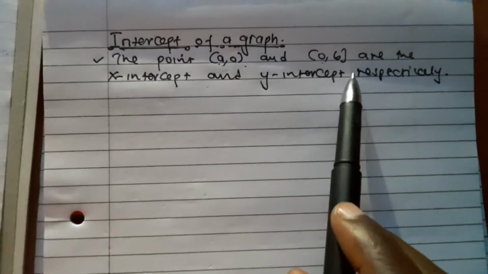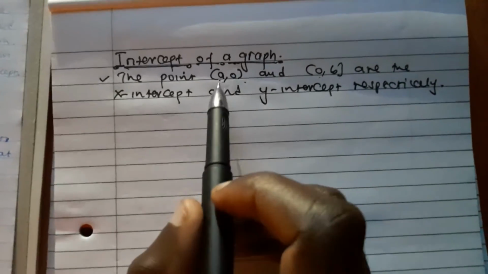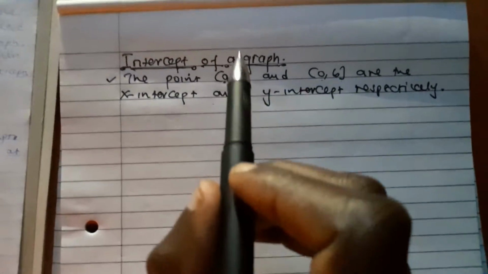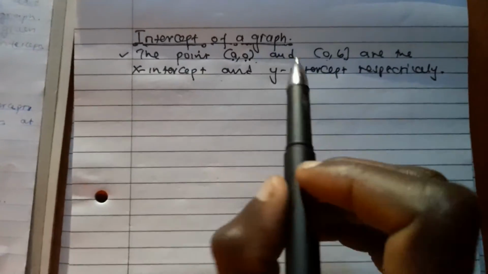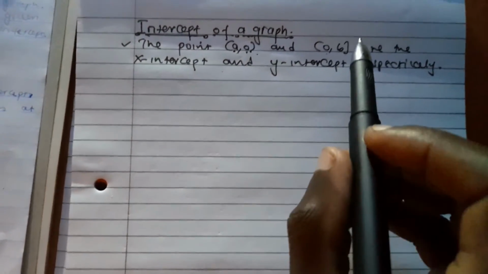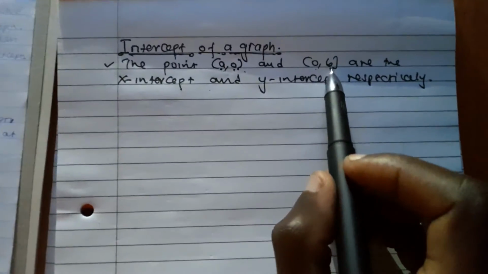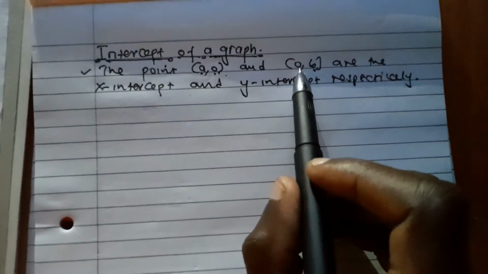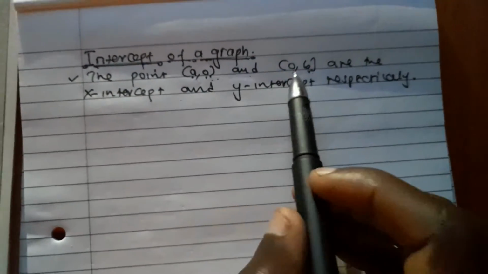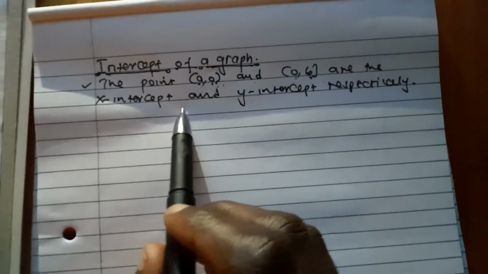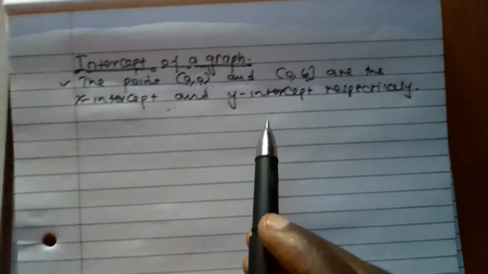And how is that? These are the points at which the graph cuts the x-axis and the y-axis respectively. Because we know the graph will cut the x-axis at some value A, but the value of y will always be 0 at the x-intercept. And we also know that the graph will cut the y-axis at some value B, but the x value will always be 0. And that is why we are saying the point A, 0 and the point 0, B are the x-intercept and the y-intercept respectively.